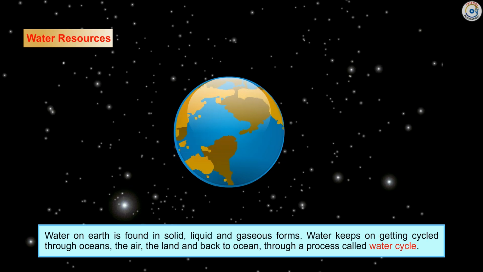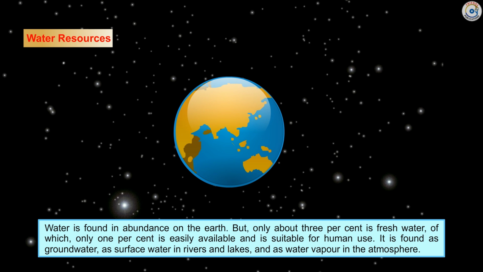Water on earth is found in solid, liquid and gaseous forms. Water keeps on getting cycled through oceans, the air, the land and back to ocean through a process called water cycle. Water is found in abundance on the earth, but only about 3% is fresh water, of which only 1% is easily available and is suitable for human use. It is found as groundwater, as surface water in rivers and lakes, and as water vapor in the atmosphere.